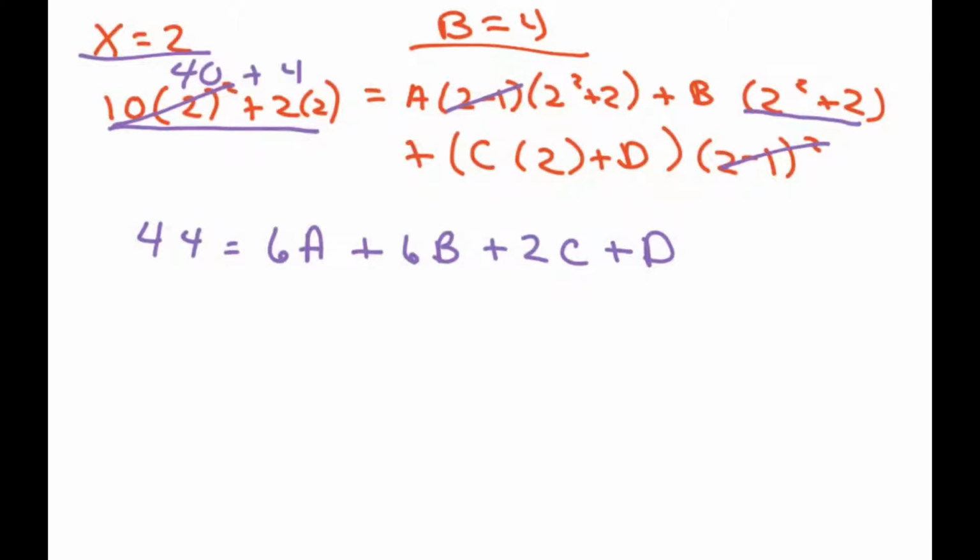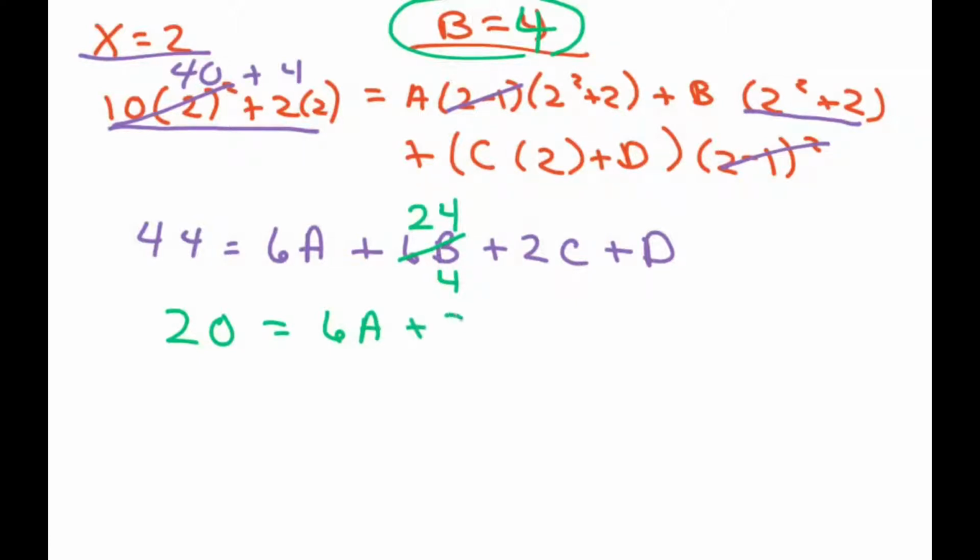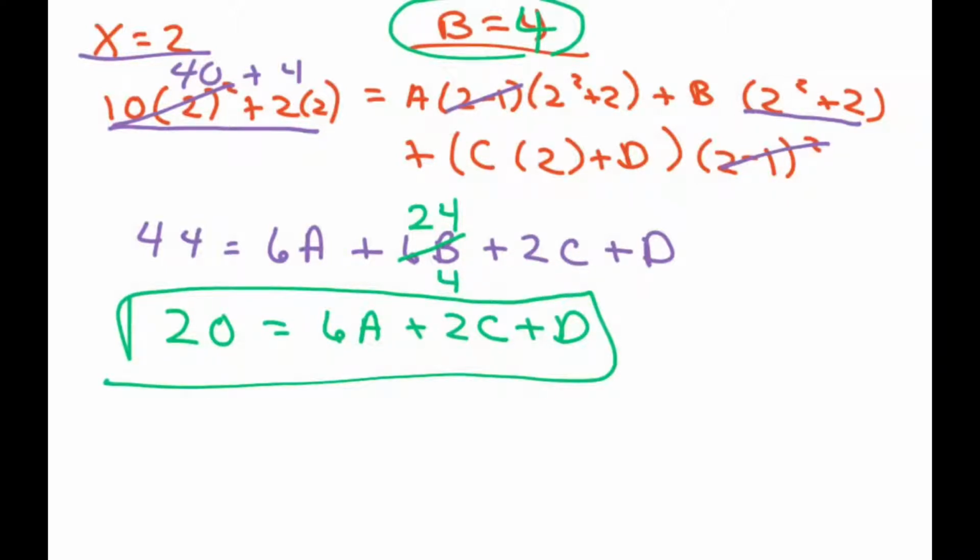Now, again, I'm going to plug in for my b. My b was 4. And that's going to be 24. So this right here is just going to be 4 times 6, which is 24. Subtract the 24, and you're going to get 20 equals 6a plus 2c plus d. Now I have my system of linear equations.